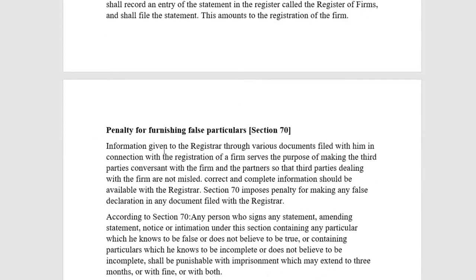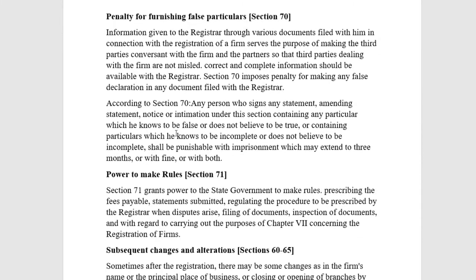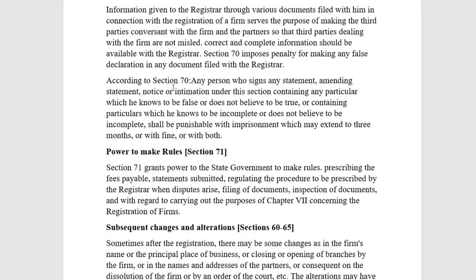So the next aspect is penalty for furnishing false particulars. That means the information which has been given before the register of firms through various documents should be a bona fide one, because the third parties who are dealing with the firm should not be misled, and correct information should be given to the registrar. In the interest of the third parties, the statements, information and documents produced before the register of firms should be bona fide. So if bona fide information has not been given, under Section 70 some penalty has been prescribed for giving the false declaration. The punishment may be imprisonment which may extend to 3 months, or a fine, or both.